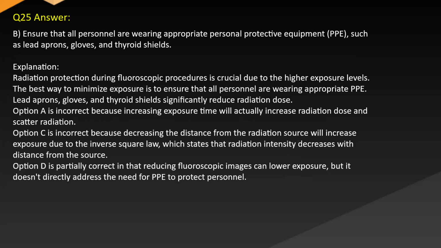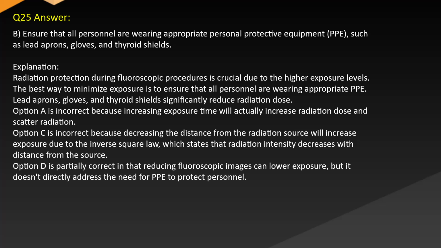Answer. B. Ensure that all personnel are wearing appropriate personal protective equipment, PPE, such as lead aprons, gloves, and thyroid shields. Explanation. Radiation protection during fluoroscopic procedures is crucial due to the higher exposure levels. The best way to minimize exposure is to ensure that all personnel are wearing appropriate PPE, lead aprons, gloves, and thyroid shields, which significantly reduce radiation dose.